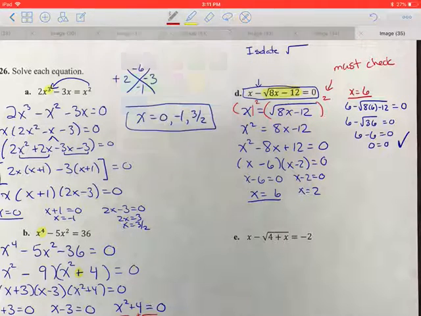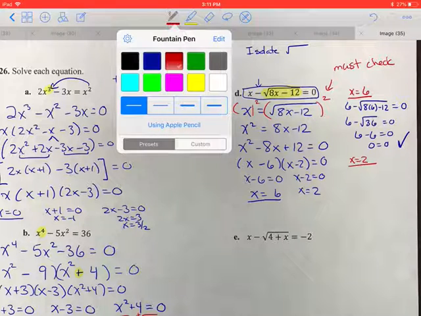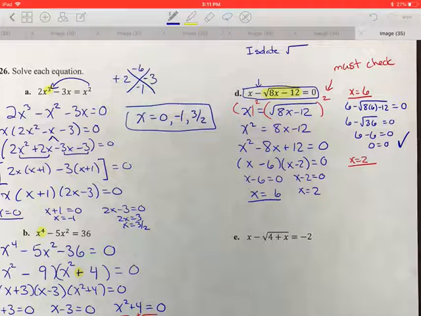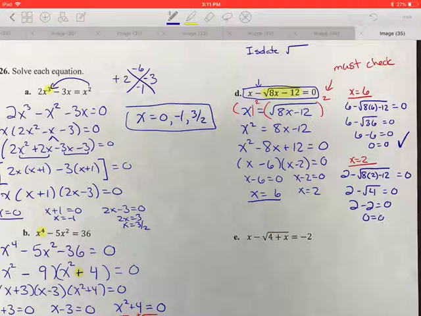So now let's check the other one. Let's check x equals 2. I'm going to do the same thing I did before. I'm going to go back up to my original. Everywhere I have an x, I'm going to put a 2. So 2 minus the square root of 8 times 2 minus 12, all equal to 0. So I get 2 minus, that'll be 16 minus 12, which gives me 4. Square root of 4 is 2. And I get 0 equals 0. So this time they both worked. I get to keep them both. So my answers will be 2 and 6.